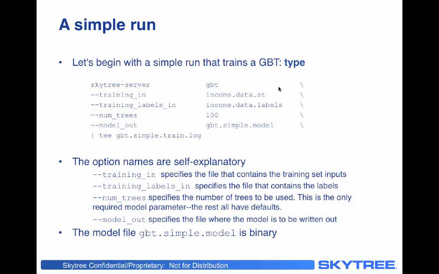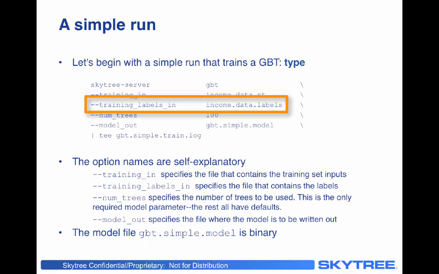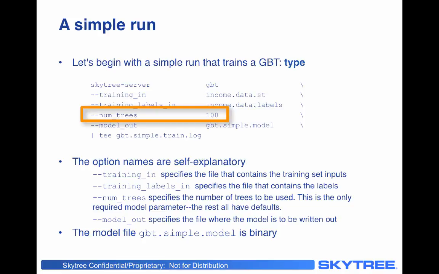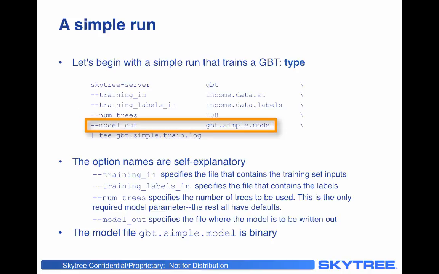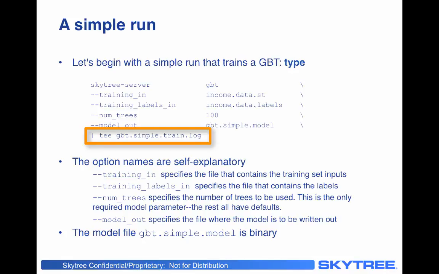So let's begin with a simple run that trains a GBT, gradient boosted tree model with Skytree. In this command, we specify the file that has the training set by using the training in option, and we specify the file that has the labels for the training set by using the training labels in option. We pick the number of trees, and we pick the file that we're going to write out the model in. We're also using the Linux tee command to write out the log that's printed out during the run into a file as well. So we will both see the log being printed out, and we will also write out the log into a file.